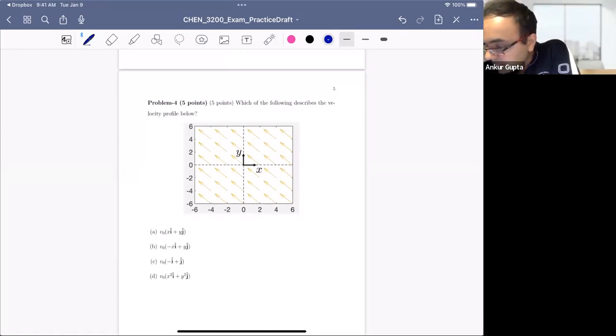So I see an x and y. So this is a two-dimensional plot, and this is a classical question for velocity profile, like the ones in clicker questions. So what I see is all the arrows are pointing in the same direction. So first, the direction does not change with x and y. They are all pointing in the same direction. Moreover, I also see that the length is also similar.